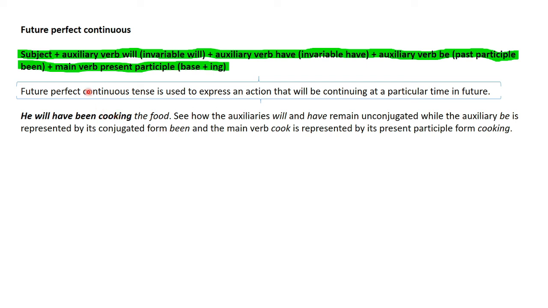If you compare the future perfect continuous tense with the past perfect continuous tense, you would notice that the first auxiliary was had, the second auxiliary was not there, the third auxiliary was there, and the main verb was also in its present participle form. So this sentence, if expressed in the past perfect continuous tense, would become different, but when it is expressed in the future perfect continuous tense, it becomes he will have been cooking the food.